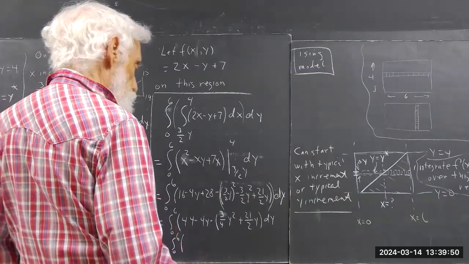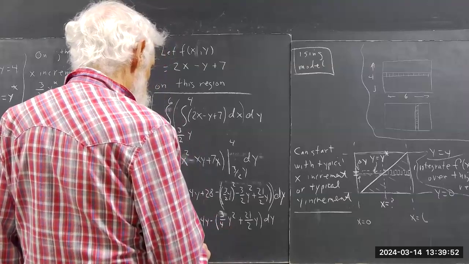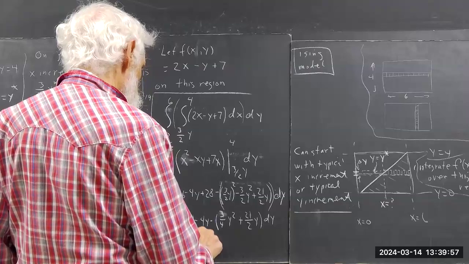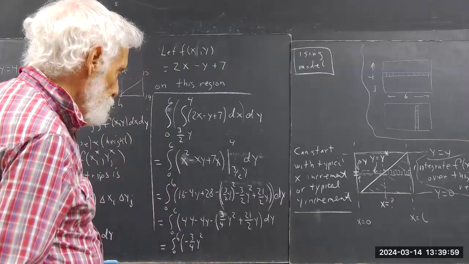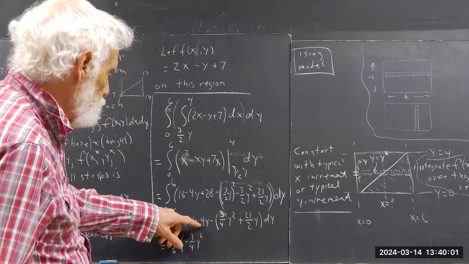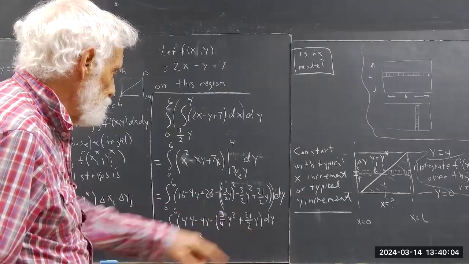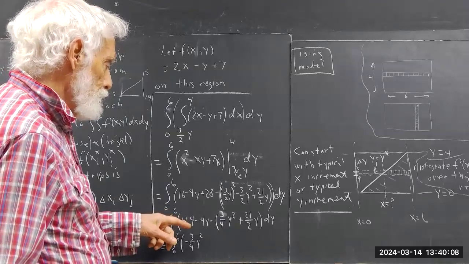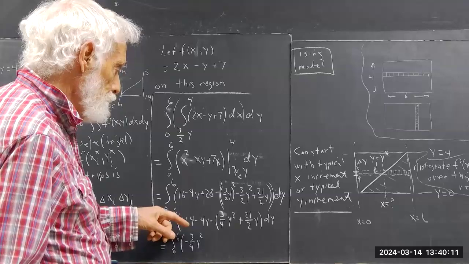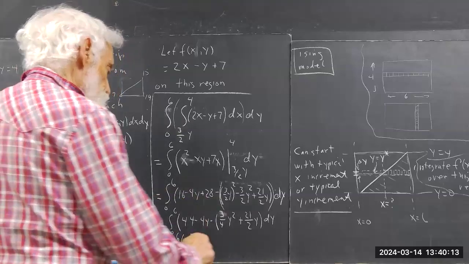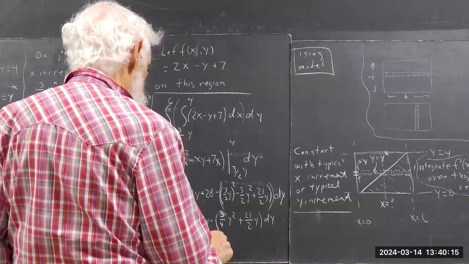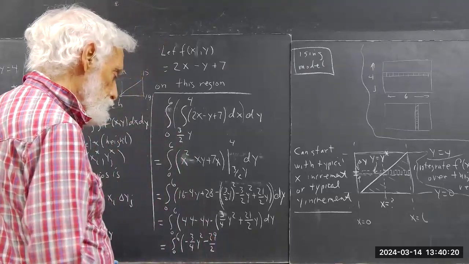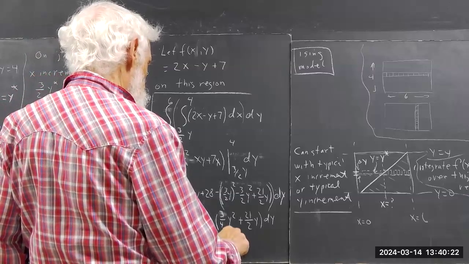And then I can take a chance. I'm going to have a negative 3/4 y squared. And then on my y's, I'm going to have minus 4 and minus 21 halves. Now 4 is 8 halves, negative 8 halves minus 21 halves is negative 29 halves. And then I have plus 44.